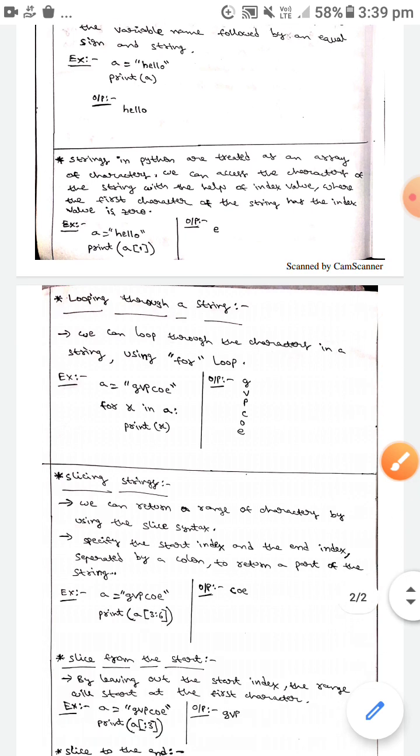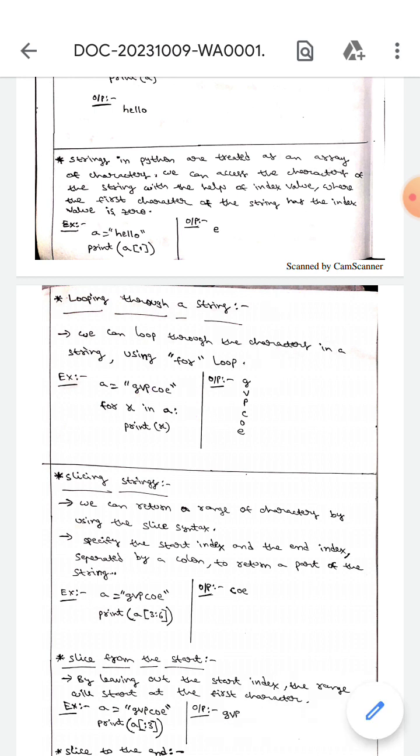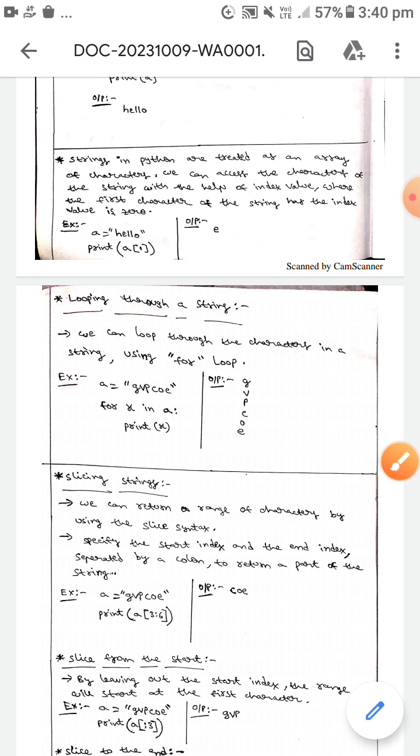The next one is looping through a string. We can loop through the characters in a string by using a for loop. Here, if you observe, a equals GOPCYA. So for x in a, we are checking if g is in a or not. As g is in a, it will print g. Next, we check if v is in a or not, so in this way it will print v. In this way it will print up to e, then the loop will stop. This new line is the default. By default, it will print a new line in Python. This is all about looping through a string.